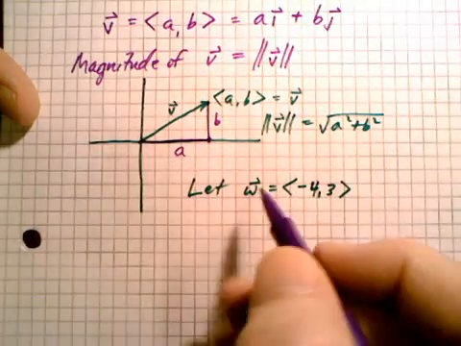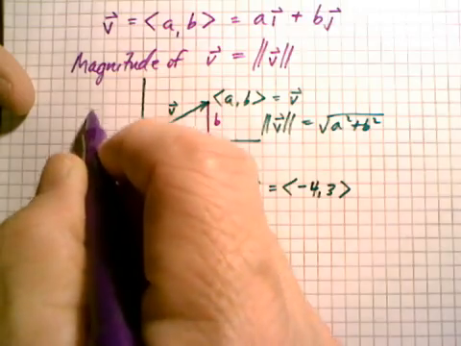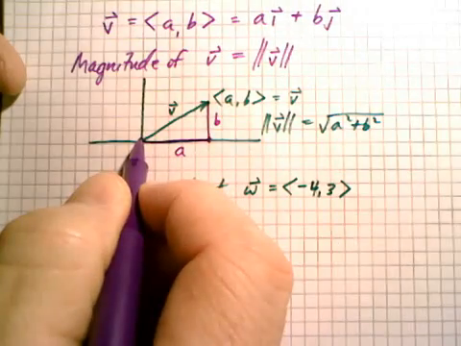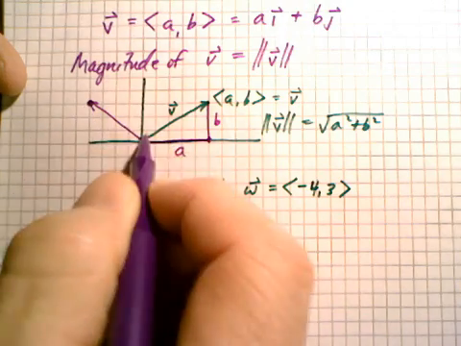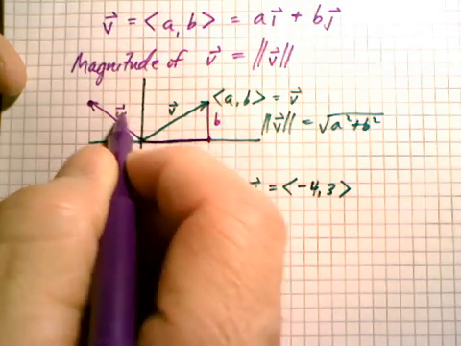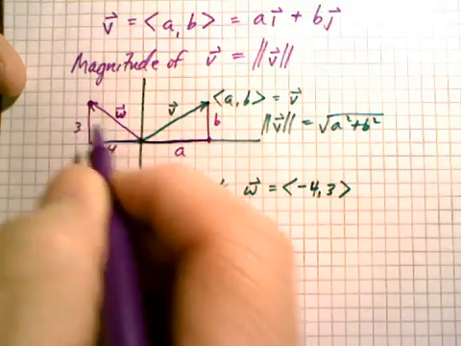If we're going to find the length of the vector, so -4, 1, 2, 3, 4, comma 3, 1, 2, 3, and so we're going to draw this vector. <-4, 3> goes right there. Okay, so there's vector W. There's 4 there, and there's 3 there.